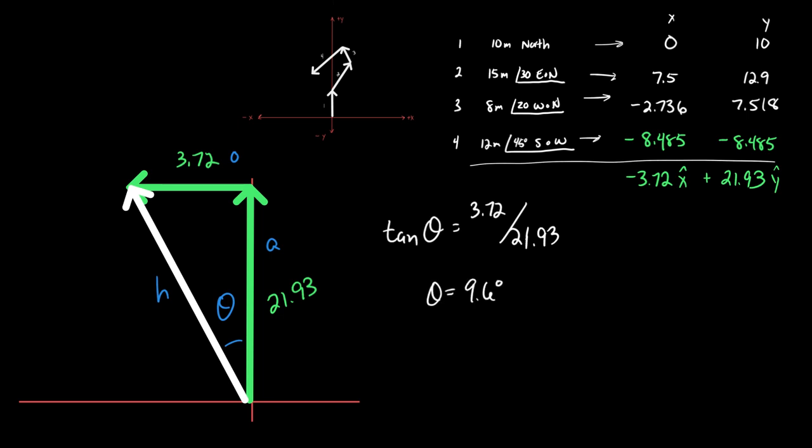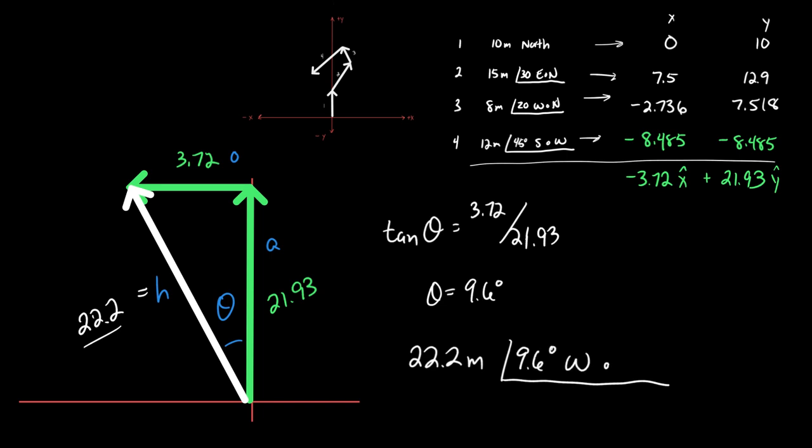This is not the answer. To get the answer, I'll still need the length of the hypotenuse, which you got from Pythagoras, which I think is like 23. Is it more? 23 point something? Or 22.2? Alrighty. So the answer would be 22.2 meters, 9.6 degrees west of north. Lots of chances to make mistakes here by little mistakes, right?